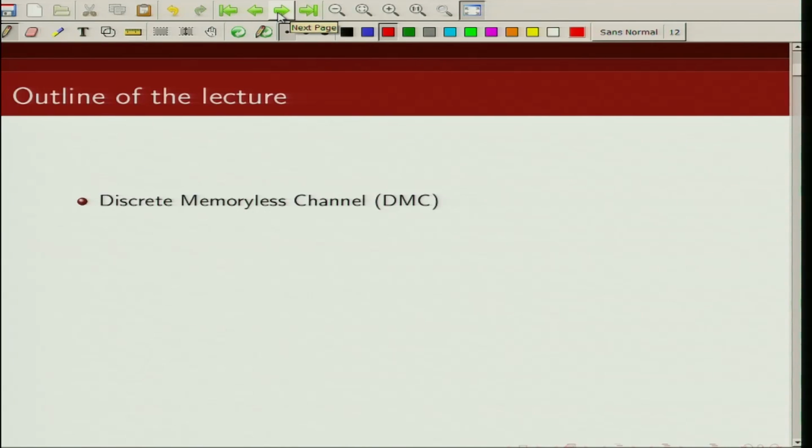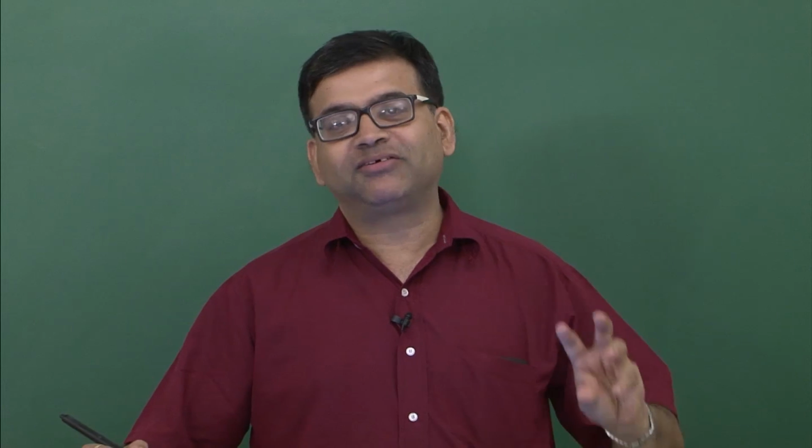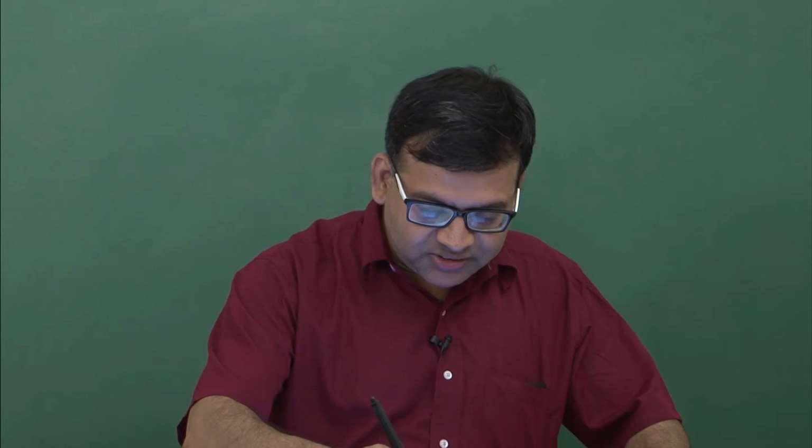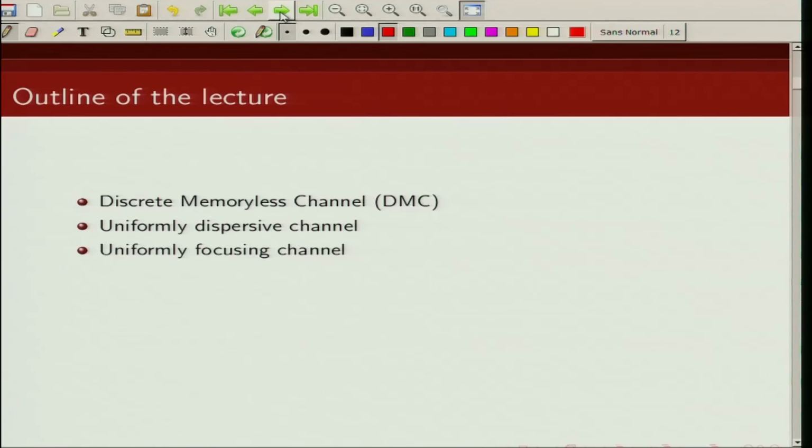We are looking at discrete memoryless channels, and we'll try to compute the capacity of those simple channels. So we'll start off with the description of a discrete memoryless channel, and then we'll describe two types of channel. One is called uniformly dispersive channel, another is called uniformly focusing channel.